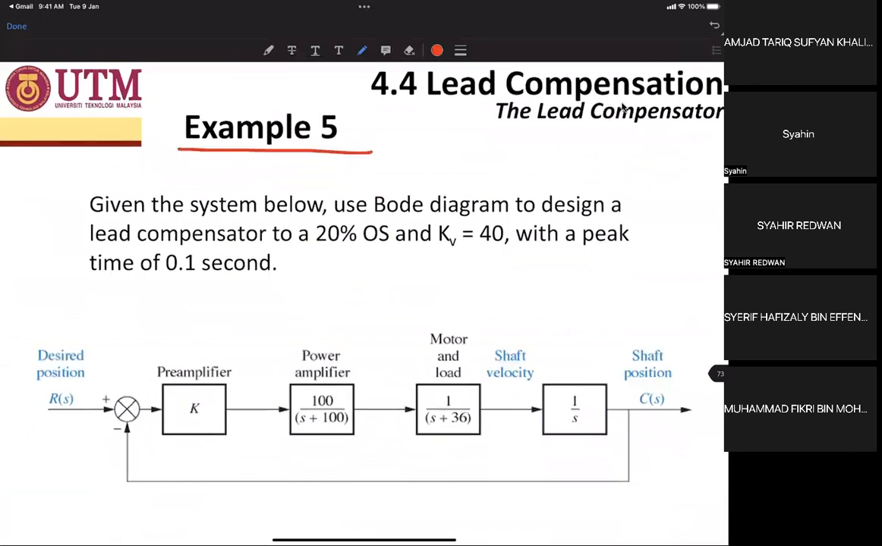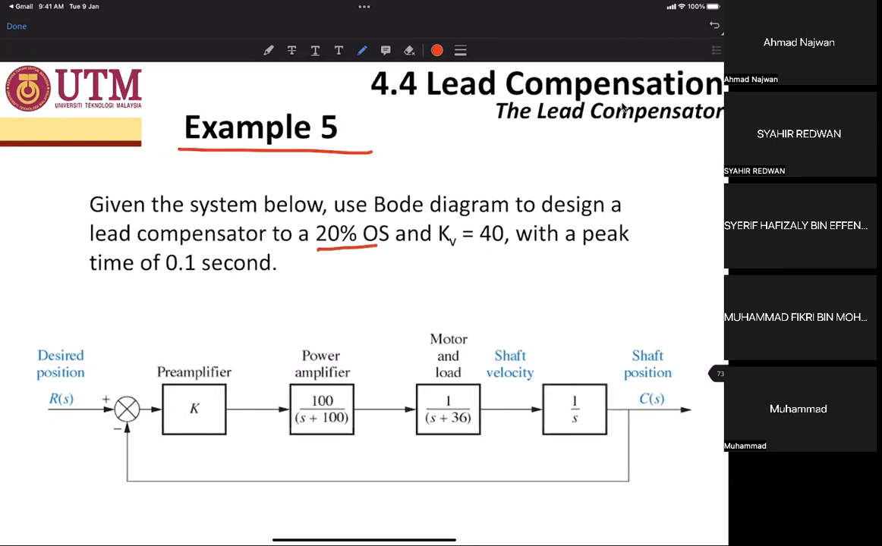Example 5. Read the question. Given the system below, use the Bode diagram to design a lead compensator for 20% overshoot and KV equal to 40, with a peak time of 0.1 second.